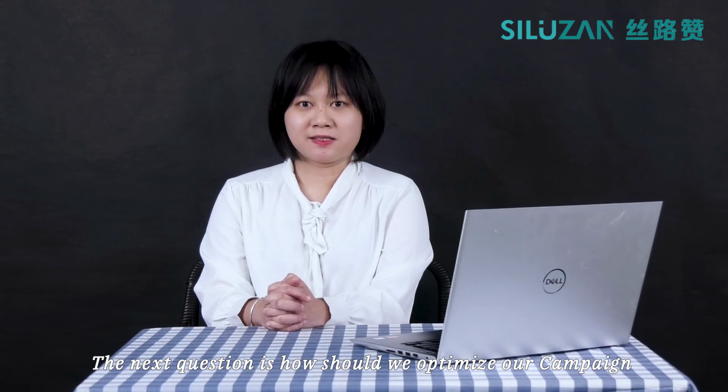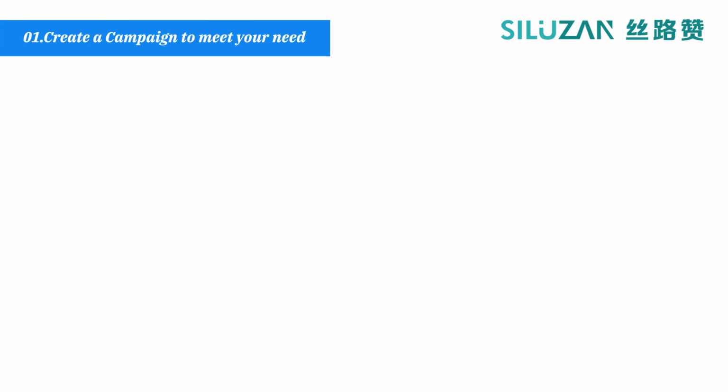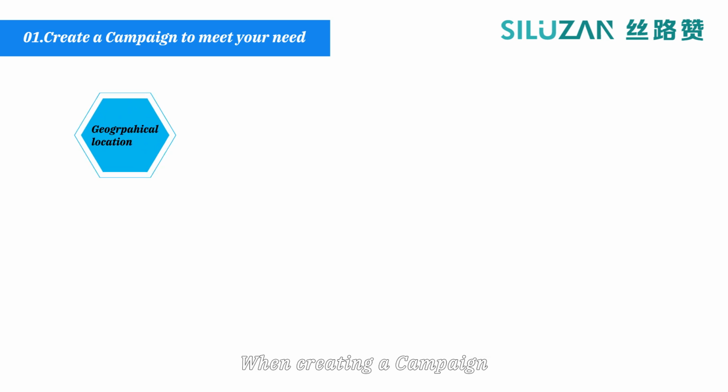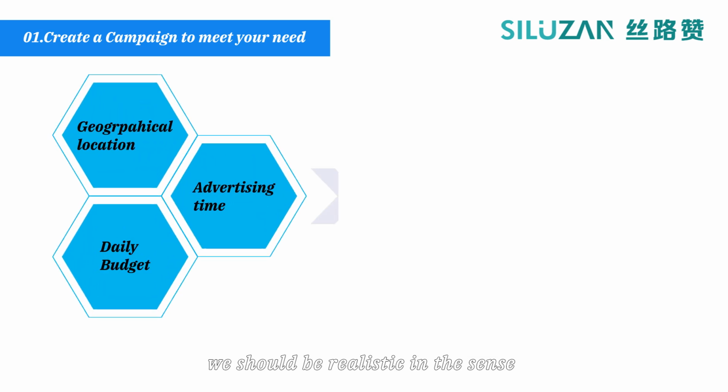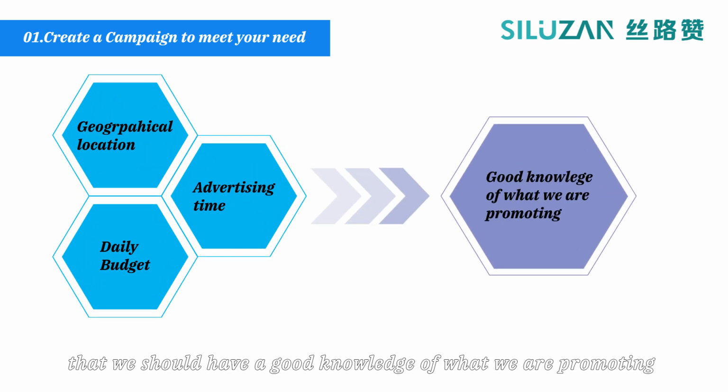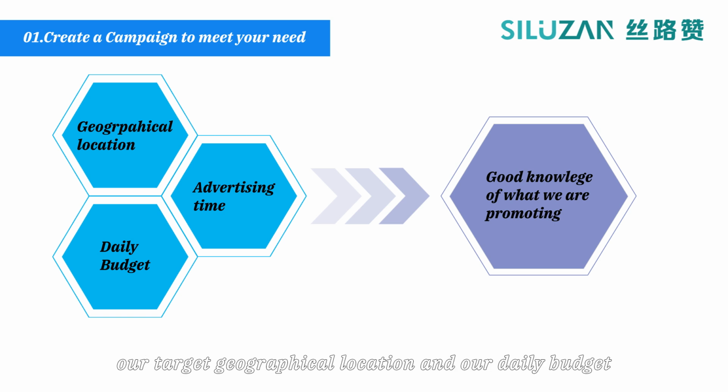The next question is how should we optimize our campaign to reach more of our target audience? Number 1, create a campaign to meet your need. When creating a campaign, we should be realistic in the sense that we should have a good knowledge of what we are promoting, our target geographical location, and our daily budget, as well as our advertising time.